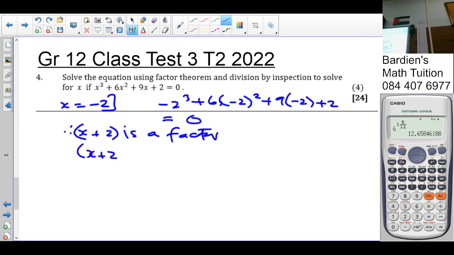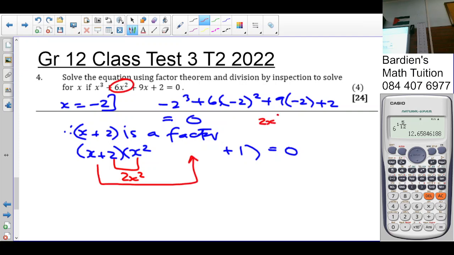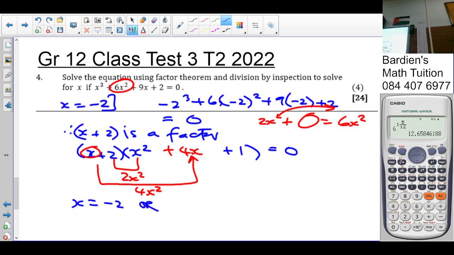So we got x plus 2 into the cubic. x multiplied by what is x cubed? X squared. 2 multiplied by x squared is 2x squared. So what must be added to 2x squared to give you 6x squared? The answer is 4x squared. Not so? There goes plus 4x, because 4x squared divided by x is 4x. So x is equal to minus 2 or x is equal to, into your quadratic formula, minus b plus or minus the square root of b squared minus 4ac, over 2a.